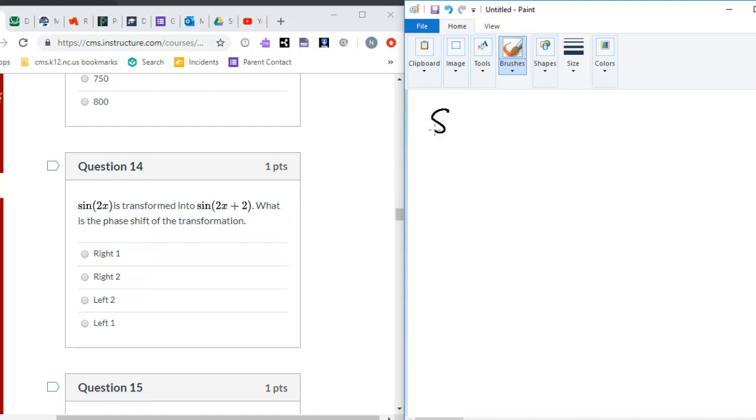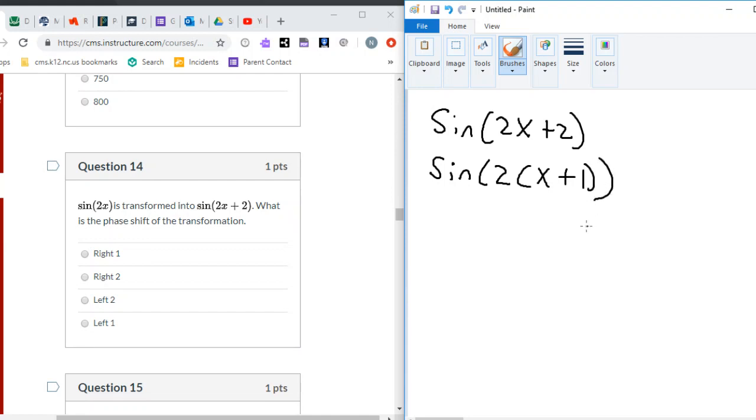So we have the sine of 2x, which has no phase shift. We have the sine of 2x plus 2. We have to transform this into the sine of 2 factored out. 2x divided by 2 is x, and 2 divided by 2 is 1, so x plus 1. And that is our phase shift, a phase shift left 1.